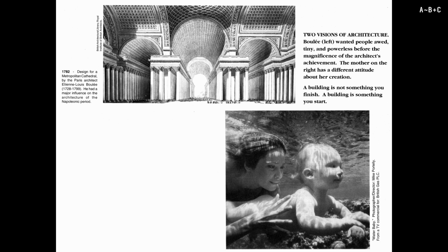He was a revolutionary architect who built very little, maybe possibly nothing at all, and it's this unbelievably vast neoclassical design with enormous columns and a huge barrel vault, and tiny little people at the bottom. And then there is an underwater photograph of a mother and a baby, and the mother is sort of stroking the baby, and the baby is looking rather blissfully. And it's an advertisement for British Gas. Yeah, I know. The credit is Water Baby, director Mark Portelli, from a TV commercial for British Gas PLC. So which one of these is good architecture and which one is bad architecture?